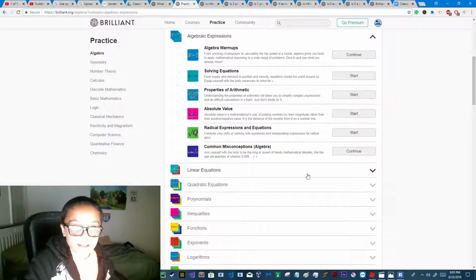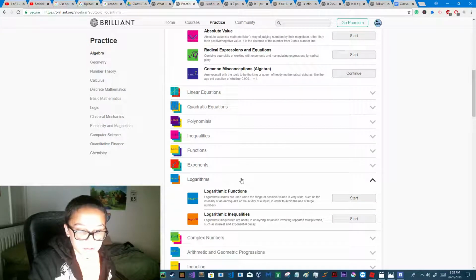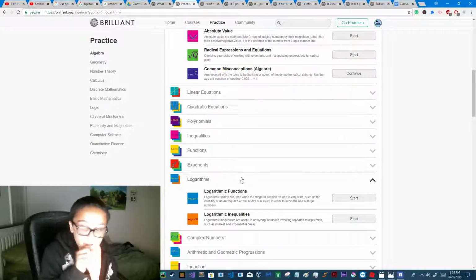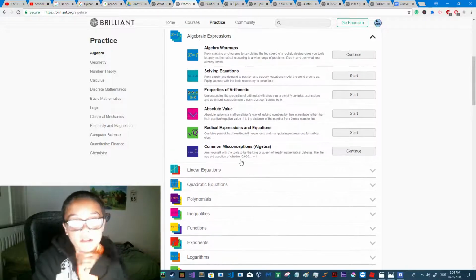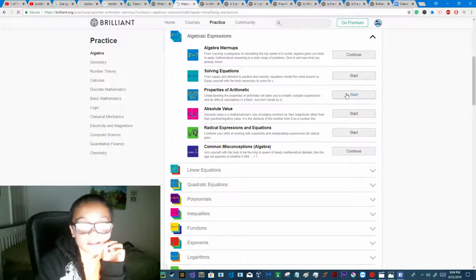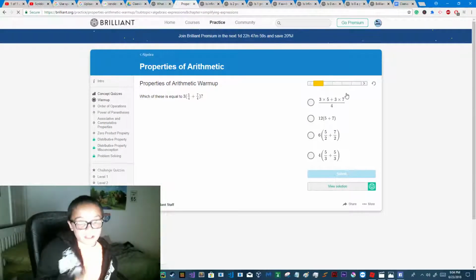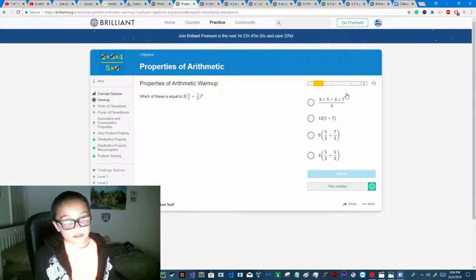Something else, like something about exponents, logarithms. Radical expressions. Radicals. Yes, that's right. Which of these is equal to 3? This is equal to 3 times 5 over 4 plus 7/4.